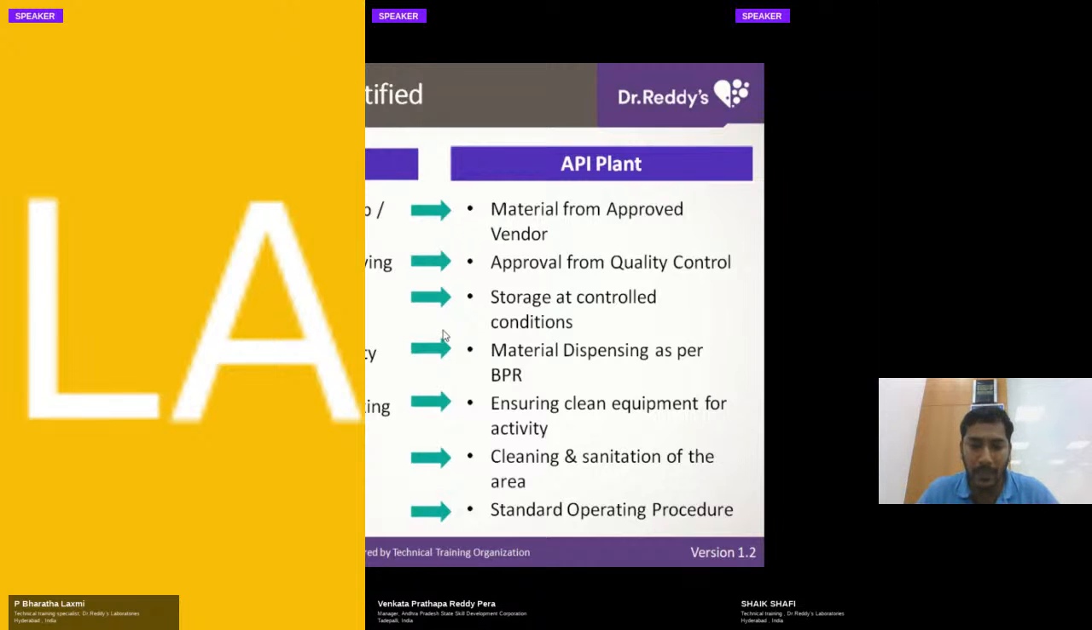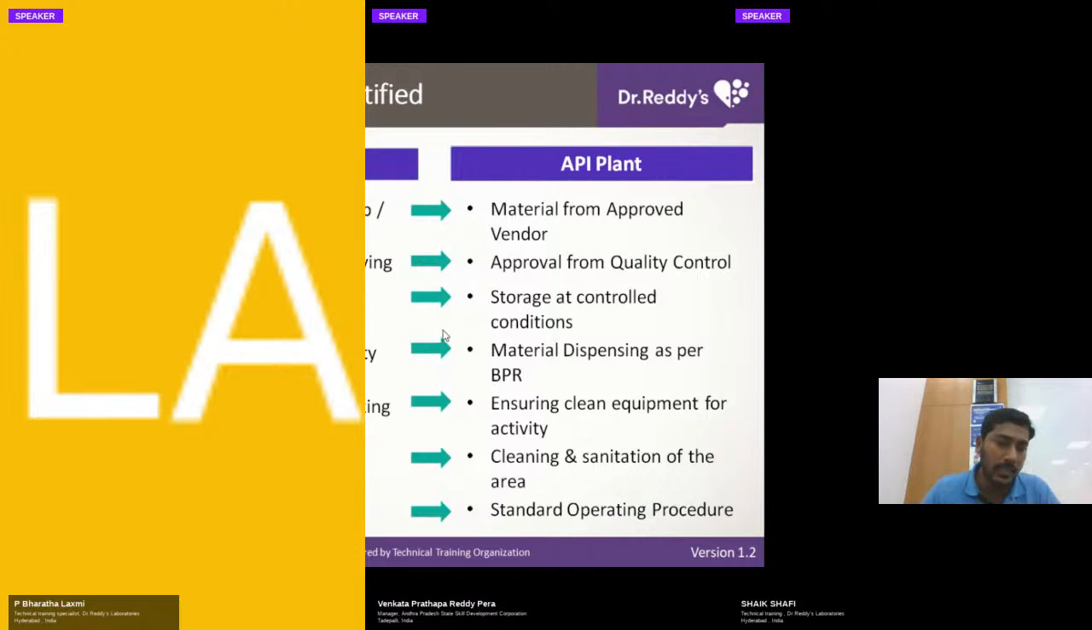Otherwise, what will happen in your kitchen if you don't store in the refrigerator? Some degradation takes place. Here also, these raw materials, solvents, catalysts, whatever they may be, need to be stored in specified conditions. Otherwise, there will be degradation or an explosion, depending on the conditions.